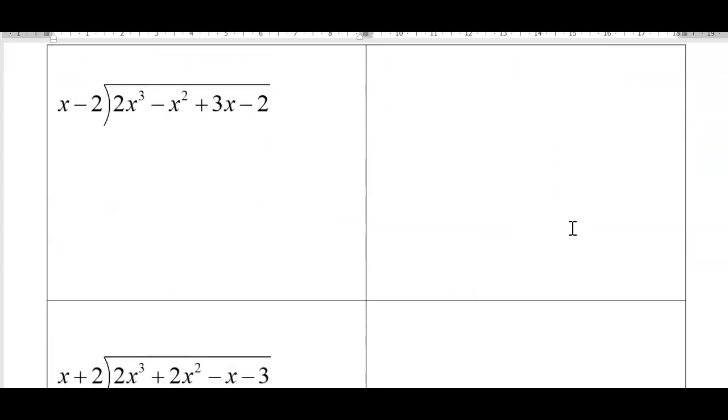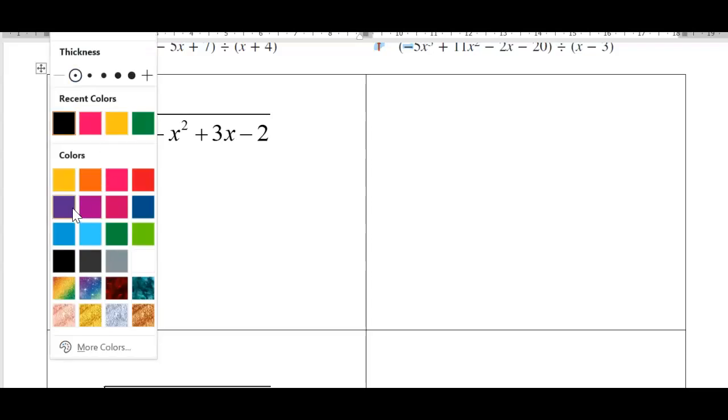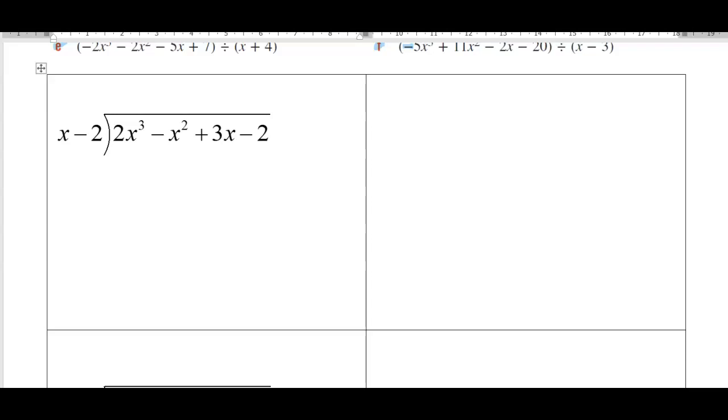Okay. Now, the method is quite confusing. That's why I'm doing a video. The method is quite confusing because you're following the steps that you would in long division. And if you're not familiar with long division, it is going to be completely new to you. But the more practice you have, the better, basically.